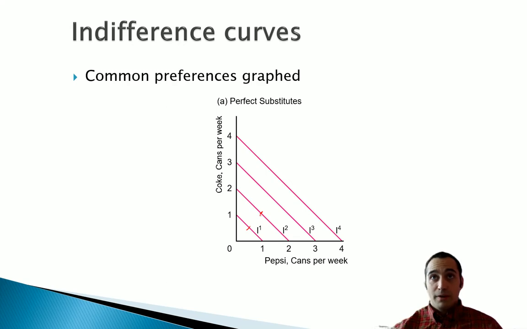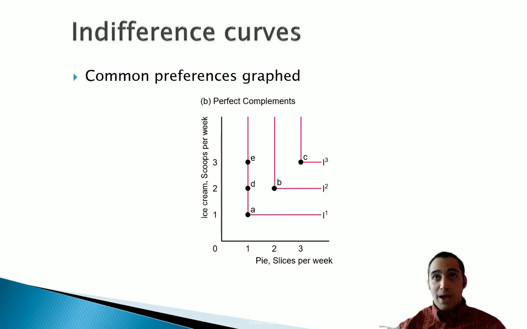These are perfect substitutes because I can perfectly substitute between Coke and Pepsi. I don't care which I have as long as I have one of them. And as before, you'll note that my indifference curves are increasing to the right, they're downward sloping. All the other rules are obeyed, with the exception that they don't concave downwards. These are just linear lines.